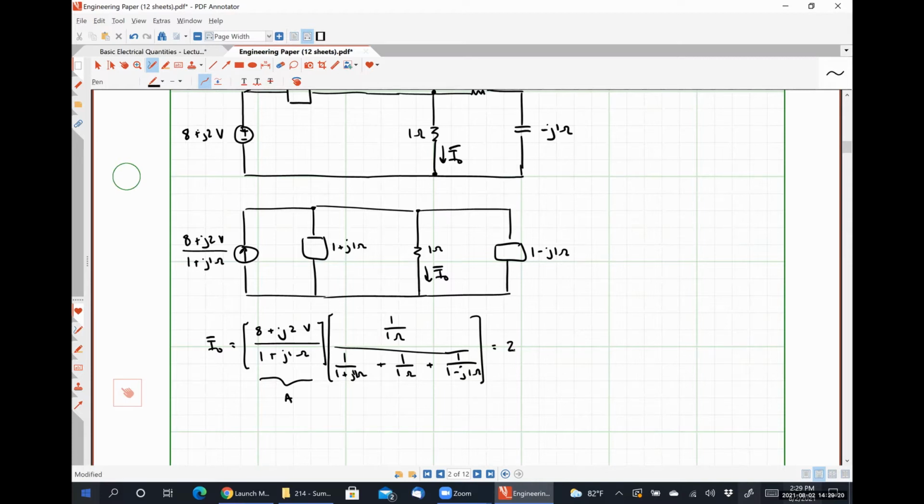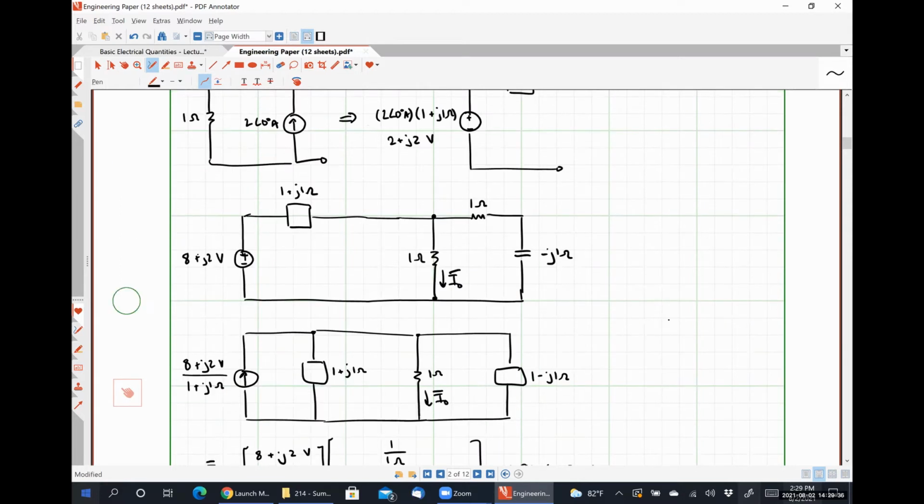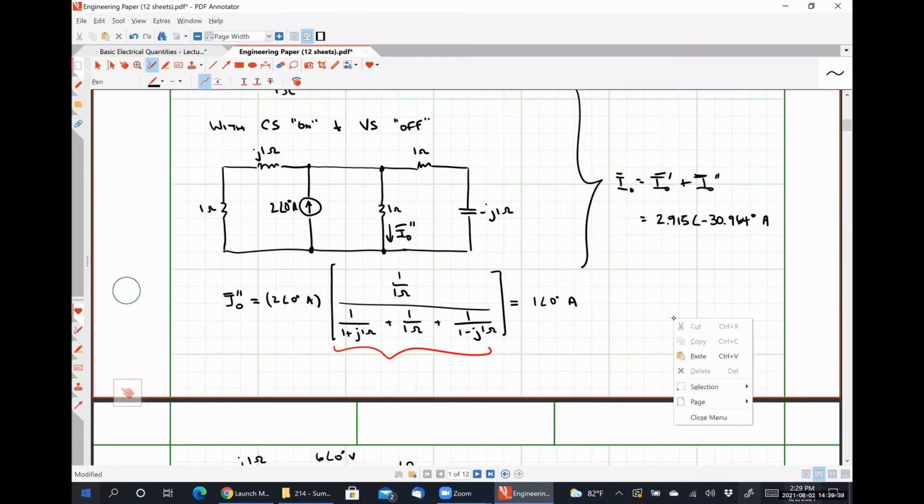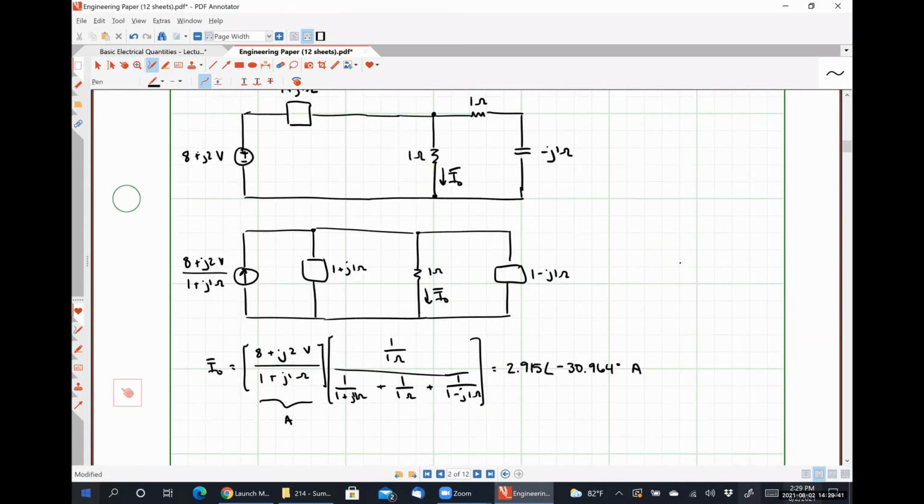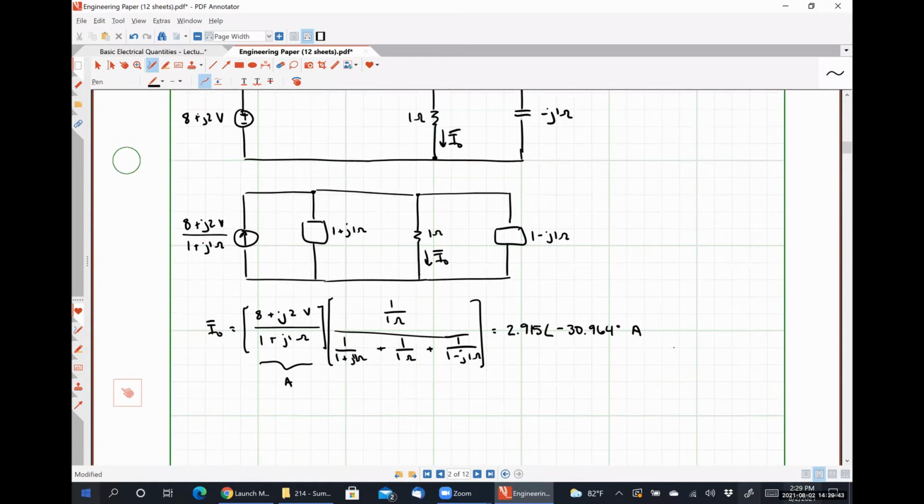So when I punch that into my calculator, I get 2.915 with an angle of negative 30.964 degrees amps. And if you'll give me just a moment, I'm going to scroll up and see whether that matched. And it does. So this is another means by which to analyze this particular circuit.